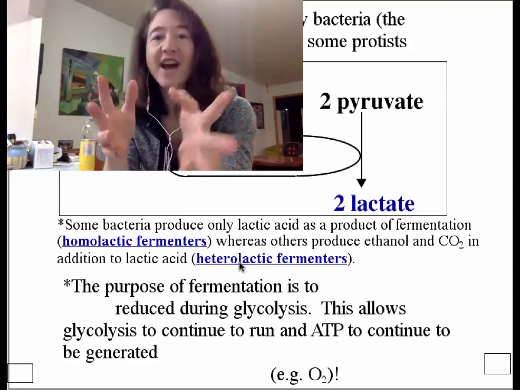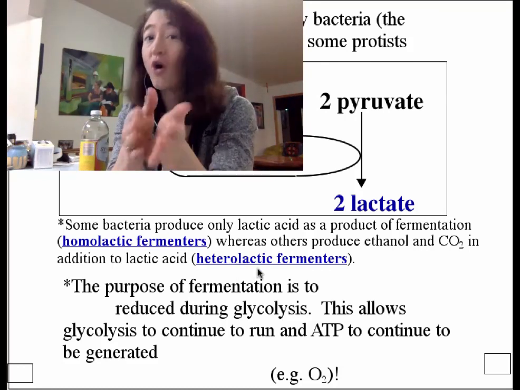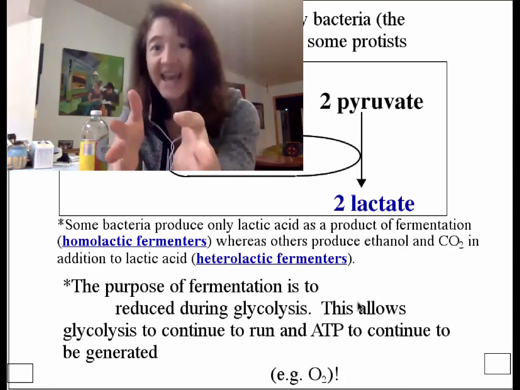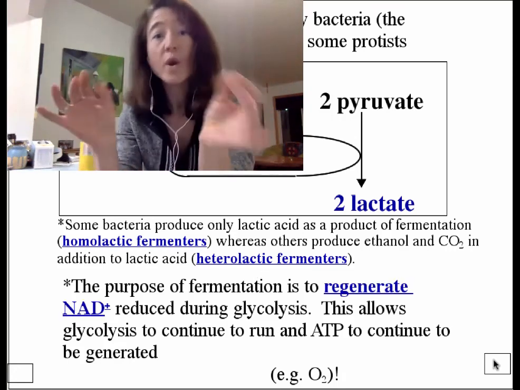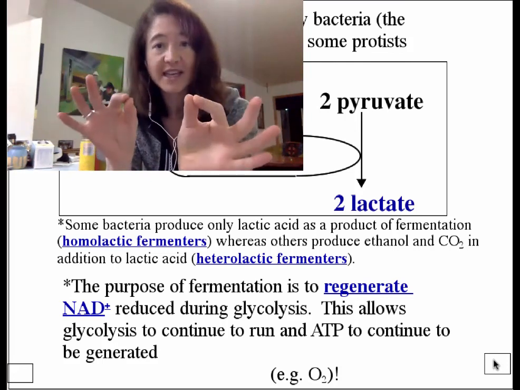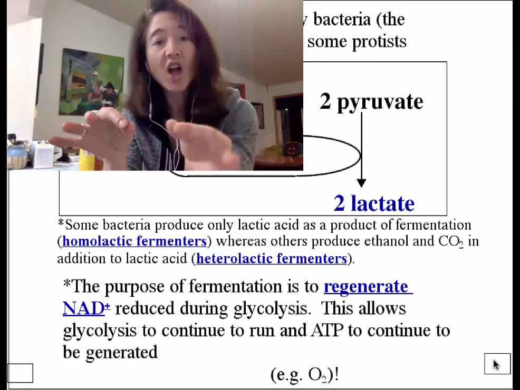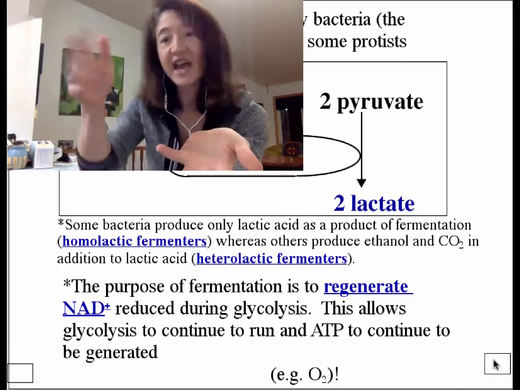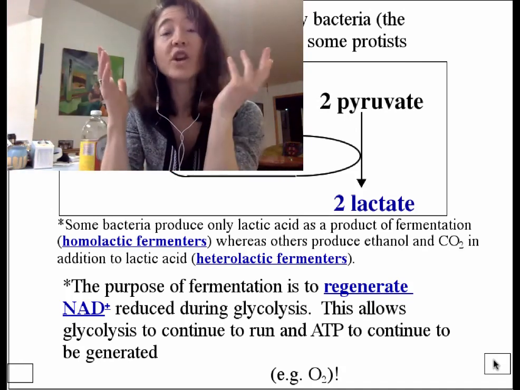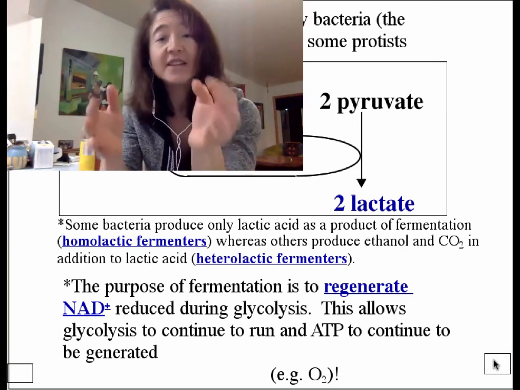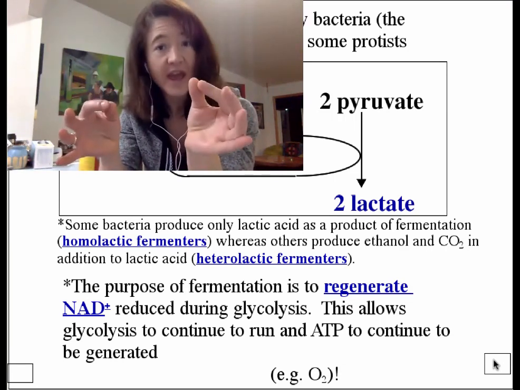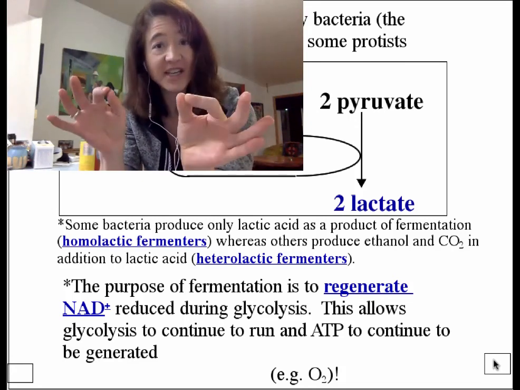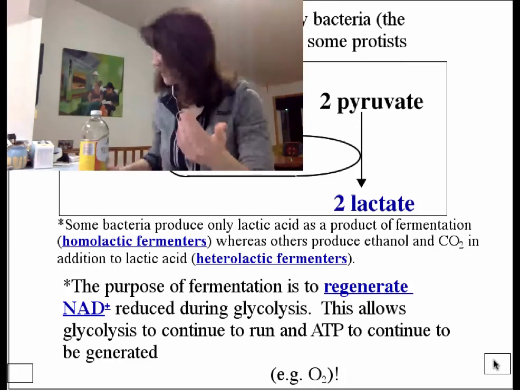Now, no matter the kind of fermentation, the goal of the organism is to regenerate NAD+. They need to, because if they don't, they can't keep running glycolysis, right? That step in glycolysis, step 6, in which NADH is generated, if there was just ever NADH generated, it would come to a screeching halt. And so in order to keep that step going and keep glycolysis going, the regeneration of NAD+ is essential.